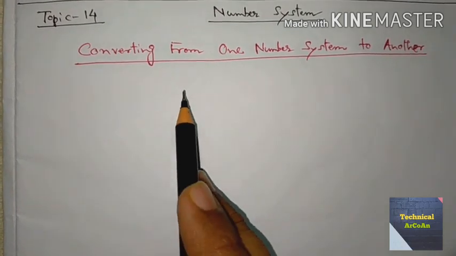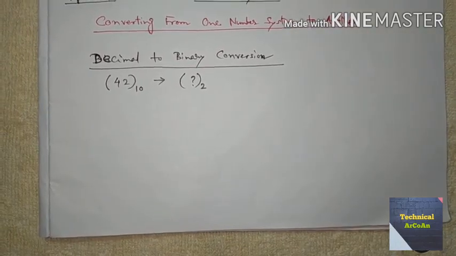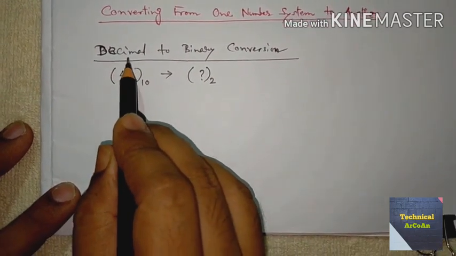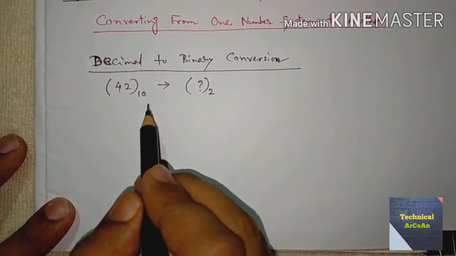Today's topic is converting from one number system to another. Now first we convert from decimal number system to binary. Okay. Now there are some rules.